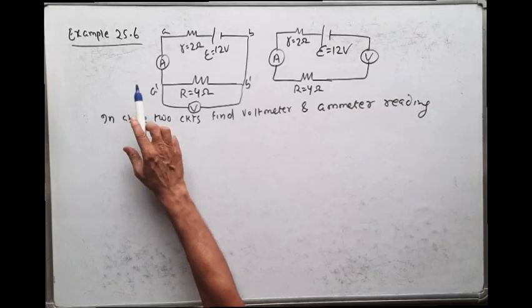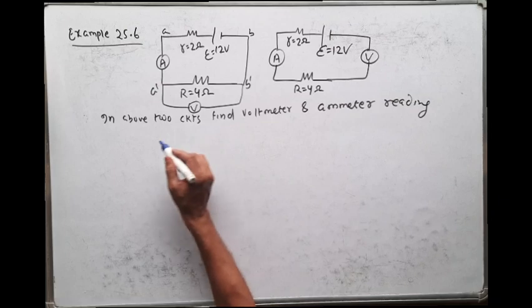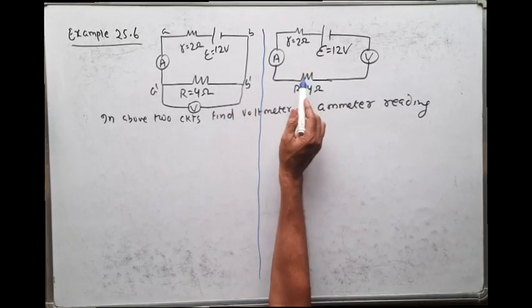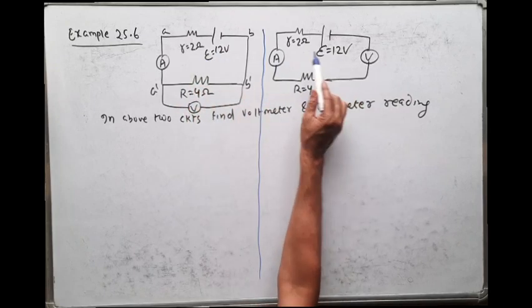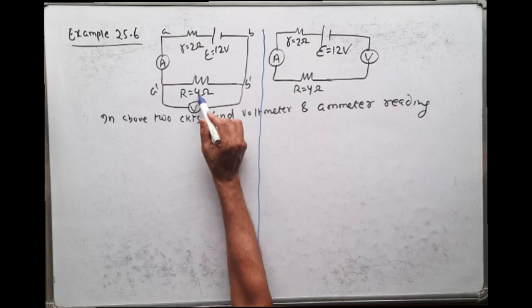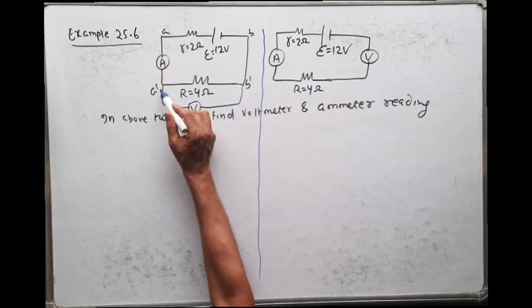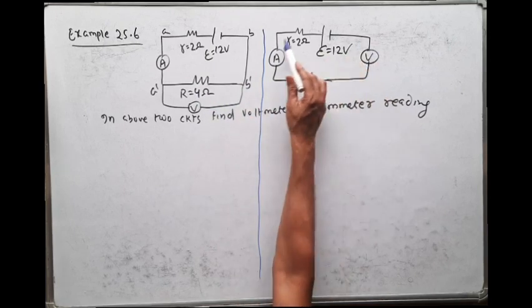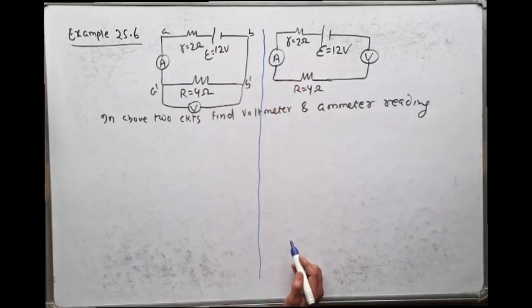So this is example 25.6, a beautiful concept-based example. You see there are two circuits. Same battery, 12 volt, internal resistance 2 ohm. External load is 4 ohm. Here the voltmeter is connected across the load, that is, in parallel to the load. Here the voltmeter is connected in series. The ammeter here is connected in series, here also the ammeter is connected in series.